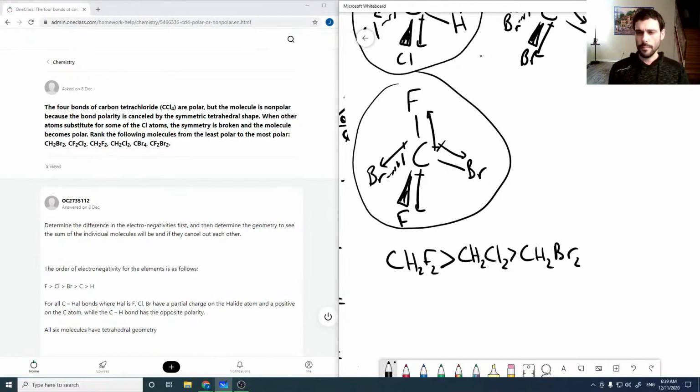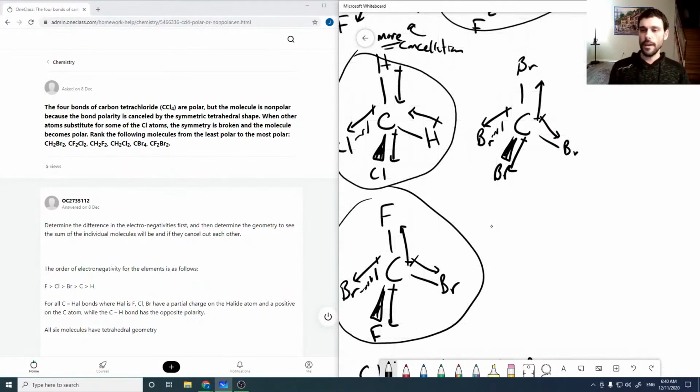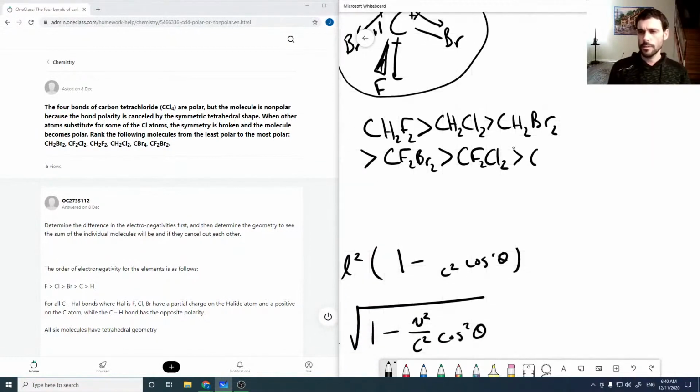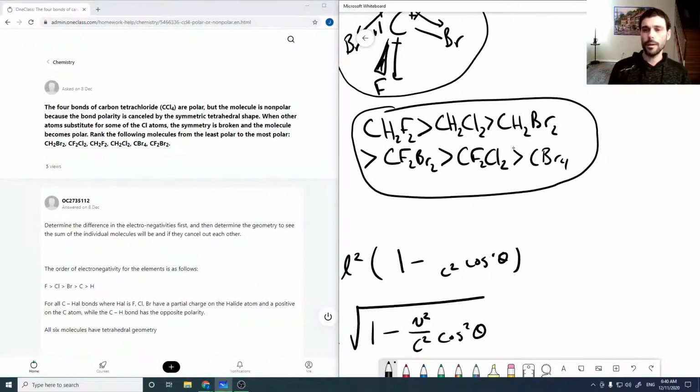So then that's greater than CF2Br2, which is greater than CF2Cl2. And so the fluorine-containing species with the bromine is going to be higher than the chlorine just because of smaller cancellations. And then if we look at this guy, we've got complete cancellation because it's symmetric again, so this dipole is 0. So then that's going to be our smallest, CBr4. And so then that's going to be our ordering.